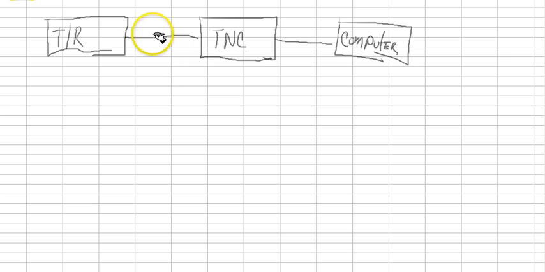All right, now the signal comes in on the antenna, into the radio, into the receiver, and it puts out tones here. And the function of this device, the terminal node controller, is to convert these tones into data. All right, remember our computer is incredibly dumb, and it can only understand ones and zeros. So the TNC goes between the transceiver, the transmitter receiver, and the computer.